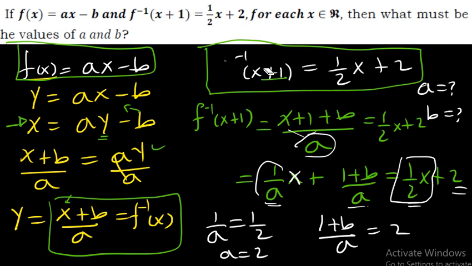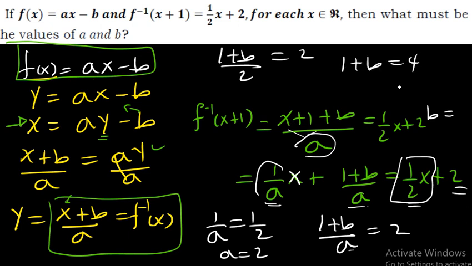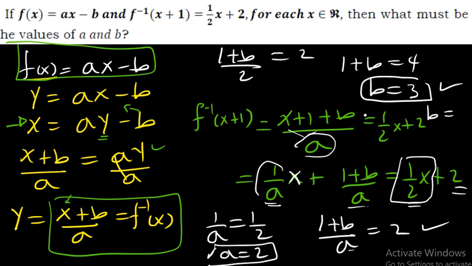So I can rub the upper part here to complete it. But I know the a. So 1 plus b over 2 is equal to 2. By crisscross, 1 plus b is equal to 4. So b value is equal to 3. I'm done. This is the a value, and the b value is 3.